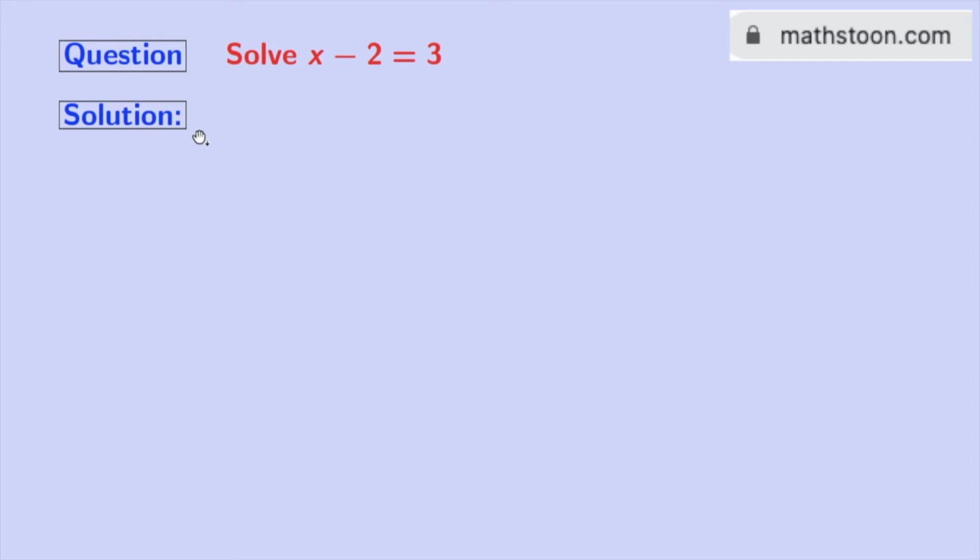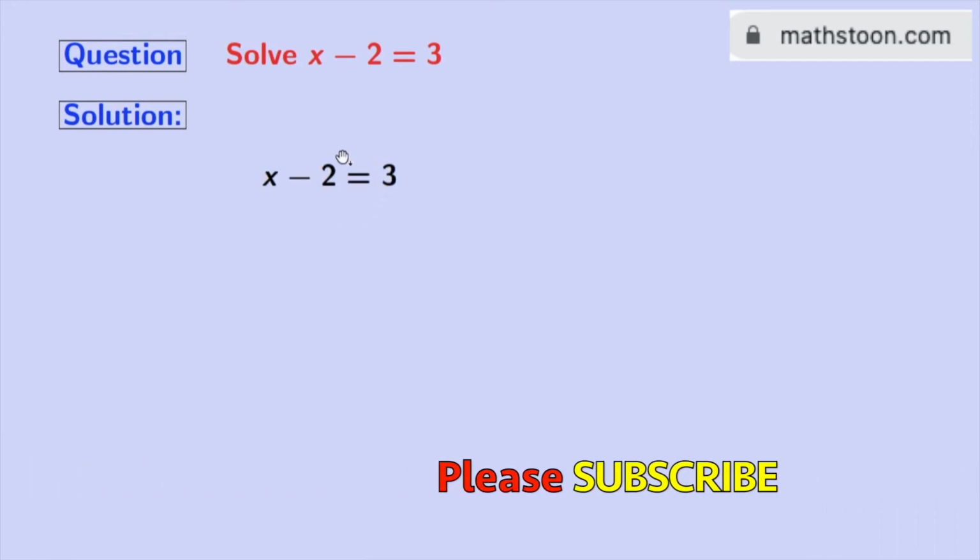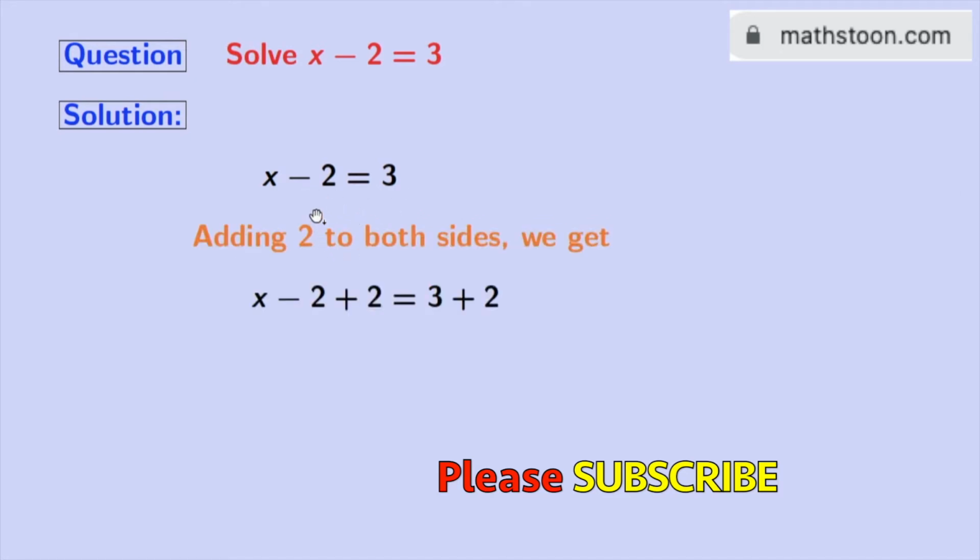So let's start. This is our given equation. Now we will add 2 to both sides. Doing that, we get x minus 2 plus 2 is equal to 3 plus 2.